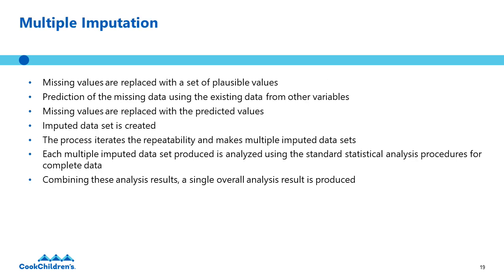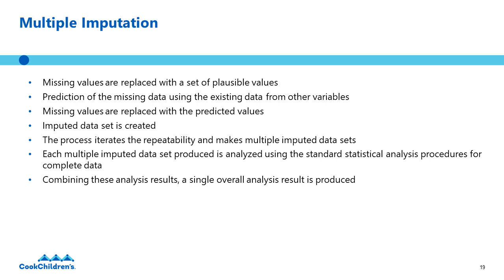Okay, one more. Multiple imputation. Multiple imputation is another useful strategy for handling missing data. In a multiple imputation, instead of substituting a single value for each missing data, the missing values are replaced with a set of plausible values which contain the natural variability and uncertainty of the right values. This approach begins with the prediction of the missing data using the existing data from the other variables. The missing values are then replaced with the predicted values, and a full data set called the imputed data set is created. This process iterates repeatedly and makes multiple imputed data sets, hence the term multiple imputation.